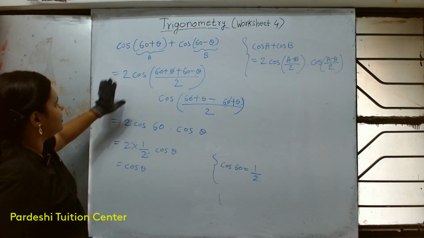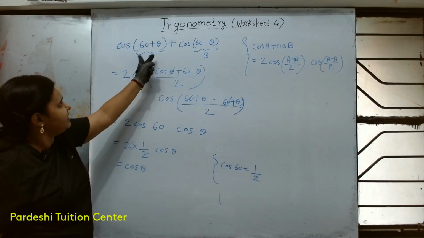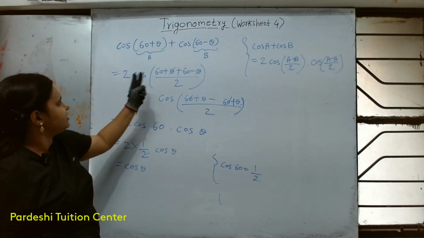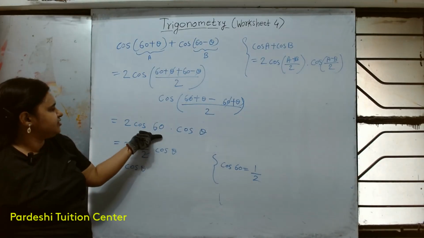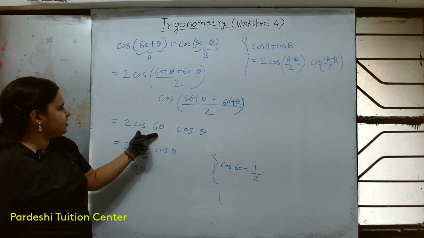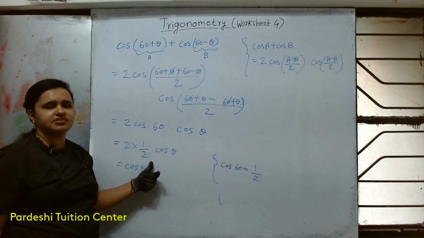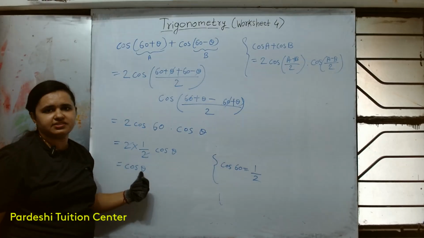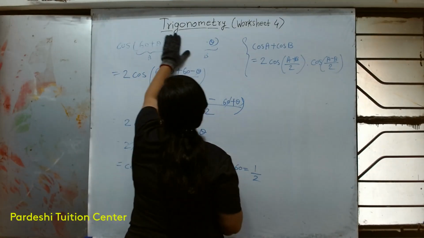We have just used the formula cos A plus cos B. Take this as A, this as B, and 2 cos A plus B by 2 cos A minus B by 2. Then we found 2 cos 60 cos theta. We put in the value of cos 60 equals 1 by 2 and the 2 got cancelled and the answer is cos theta. So the answer is the fourth option, cos theta.